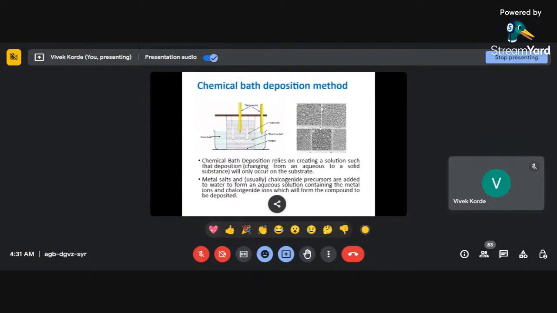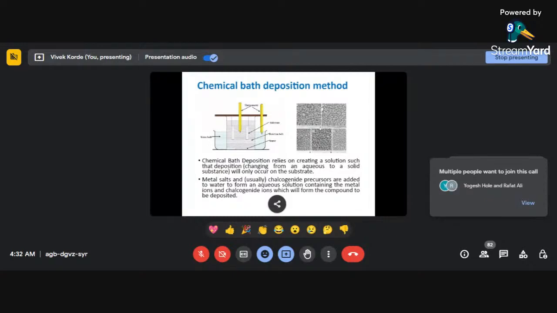Metal salts and chalcogenide precursors are added to water to form an aqueous solution containing the metal ions and chalcogenide ions, which will form the compound to be deposited. After deposition, one can see in the side figure that the particles are deposited very nicely, isn't it? These are the micro images, you can say SEM, scanning electron microscope images. One can see grains deposited uniformly in the form of a thin film. Next slide.